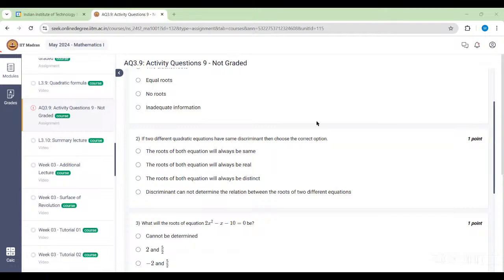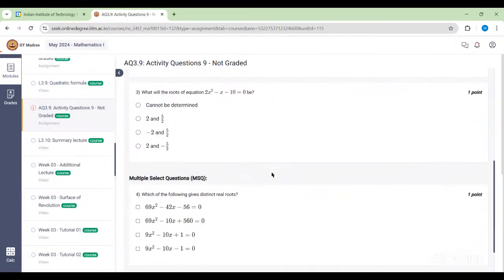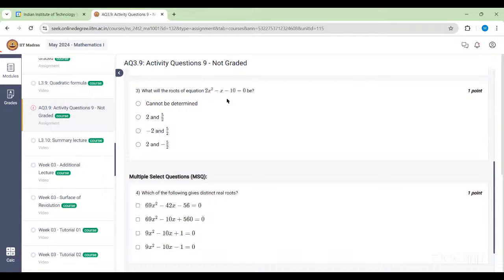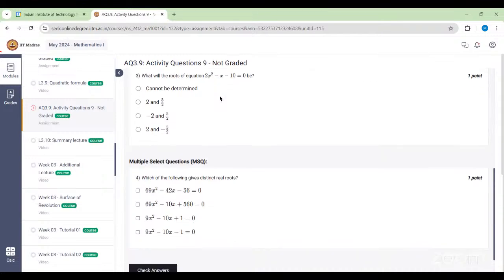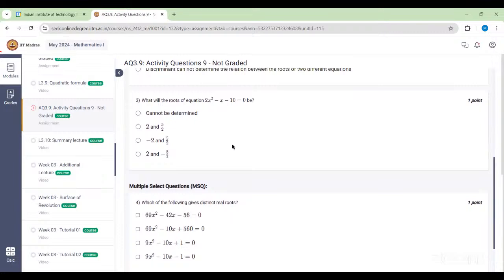Ma'am, I have a doubt in the third question. Third and fourth question. Okay, so what will be the roots of the equation? You can easily determine the roots, right? Its multiplication should be 20 and addition should be -1. So the pairs will be 4 and 5. Ma'am, I am putting 2 and 5 by 2, but it's wrong, ma'am. -2 and 5 by 2. So that means those are not the roots.